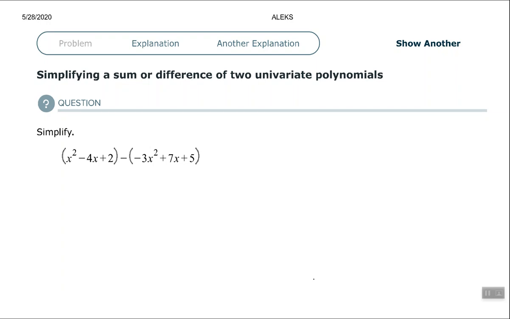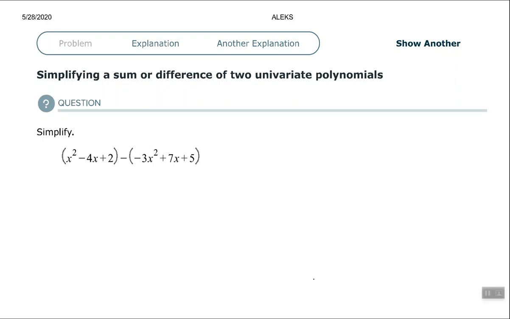Hope all is well. In this video, we're going to look at simplifying a sum or difference of two univariate polynomials. Okay, so with this first problem, we have x squared minus 4x plus 2 minus negative 3x squared plus 7x plus 5.